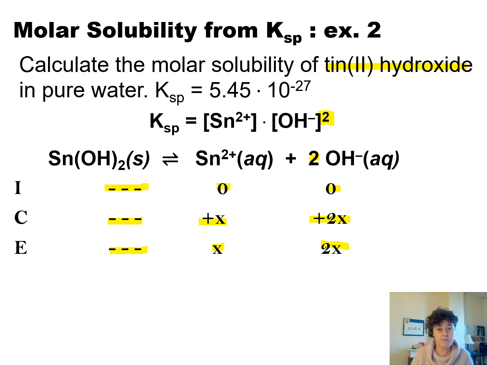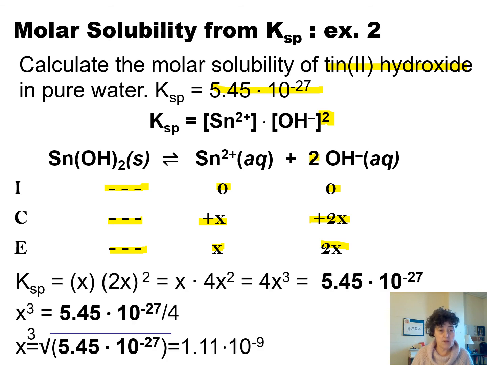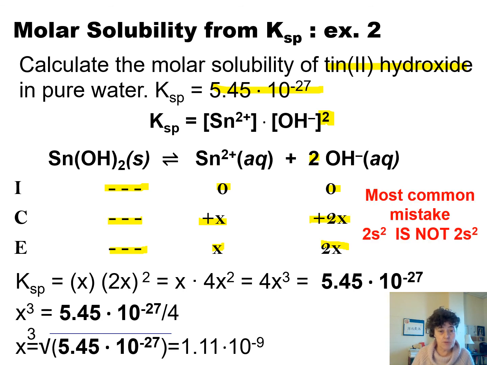You can then plug these numbers into the Ksp expression. We know the value for the Ksp. So the Ksp is equal to X times 2X to the second power. Now the most common mistake you will make while solving this problem is to assume that this part of the expression is going to be equal to that, and that's incorrect. So just watch that. Then you will have to calculate the cubic root, so you may want to familiarize yourself with your calculator and see how you can do that.